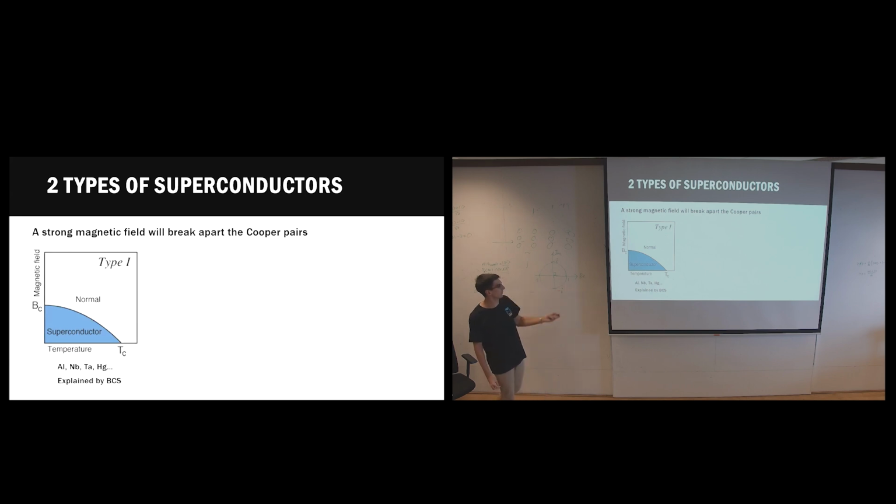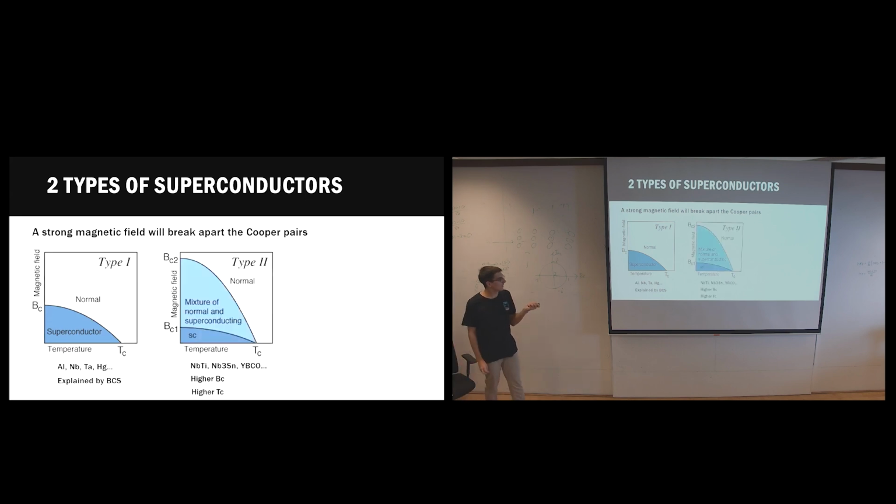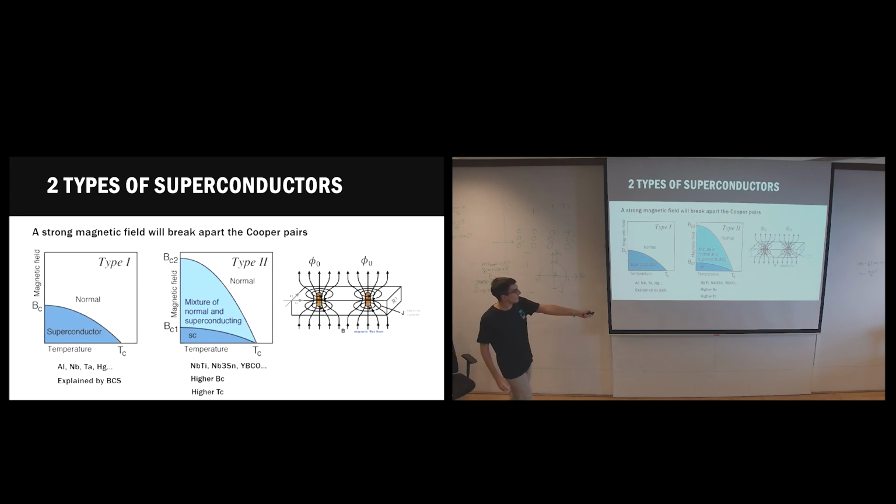This is the transition between normal metal and superconductor. Type 1 superconductors are usually single elements like aluminum, niobium, mercury, tantalum, and they are very well explained by the BCS theory. But there is another kind, which we call type 2 superconductors, where when you start applying some magnetic field, before the Cooper pairs are fully broken, they will let some of the magnetic field penetrate into the superconductor.